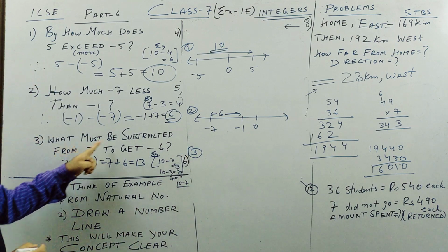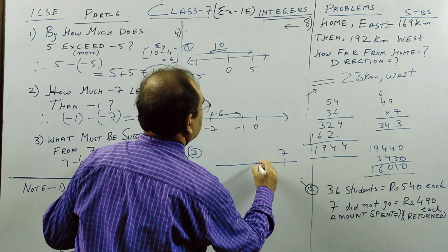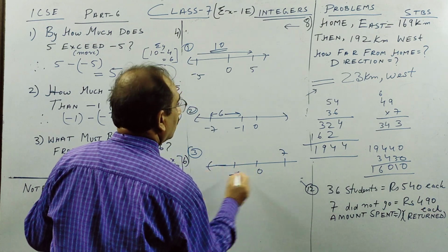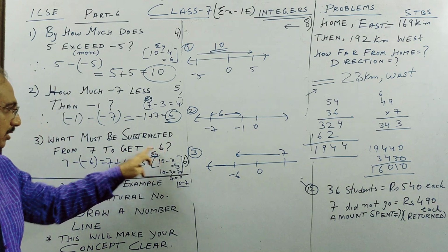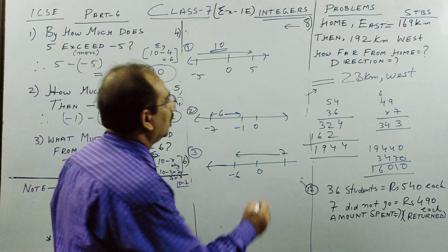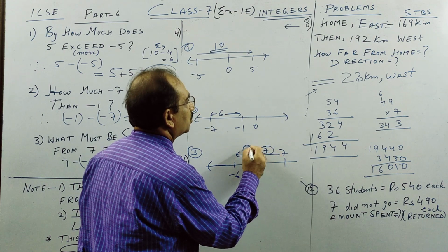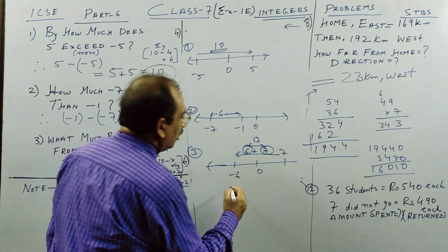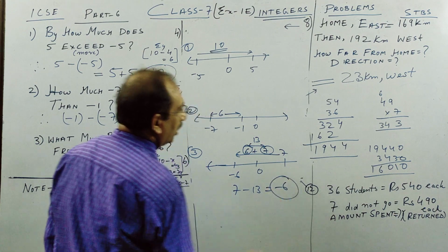Number 3: what must be subtracted from 7 to get minus 6? So 7 is here, 0 is here, and we need to reach minus 6. So here I have to subtract 7 and here 6. So I add them. So total, children, you will see, if you subtract 13 from 7, you will come to minus 6.